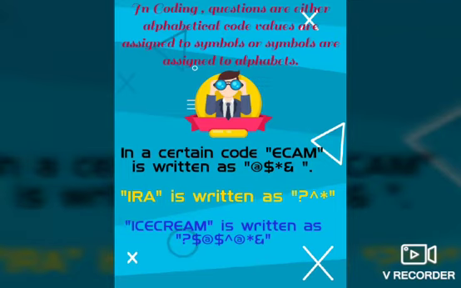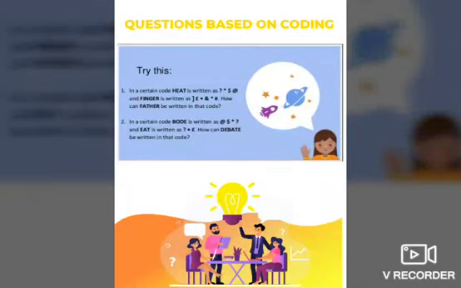In a certain code, ECAM is written as you all can see in the symbols, Iqra is written as in the symbols, and ice cream is written as in these symbols. So here are some questions based on coding. I would like you all to please try these. First, heat is written in this symbol and finger is written with these symbols. So how will you code father? Our next question is, if board is written in this form and eat is written in this symbol form, how will you code debate?